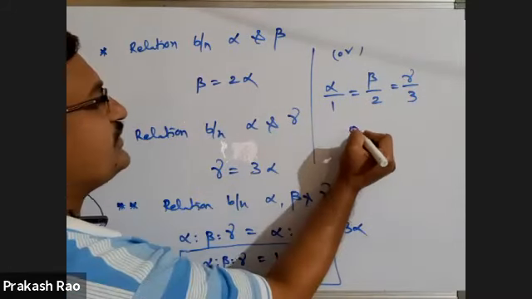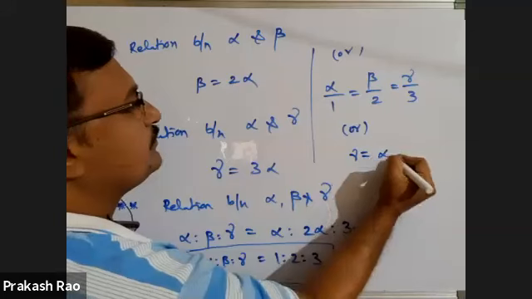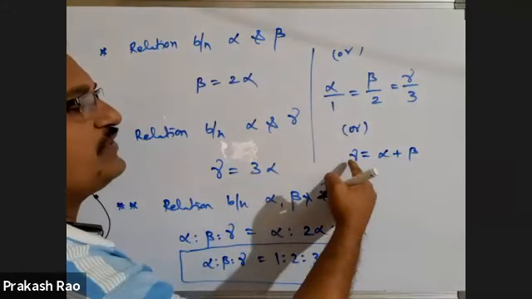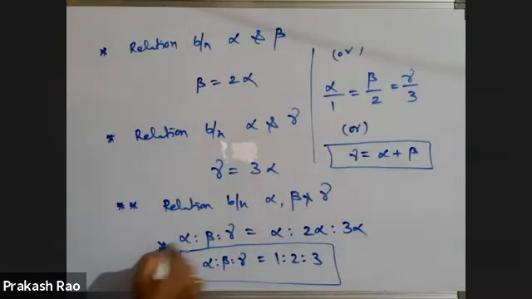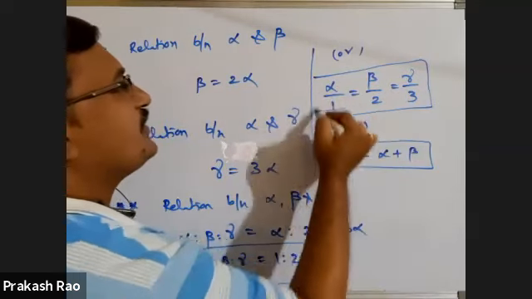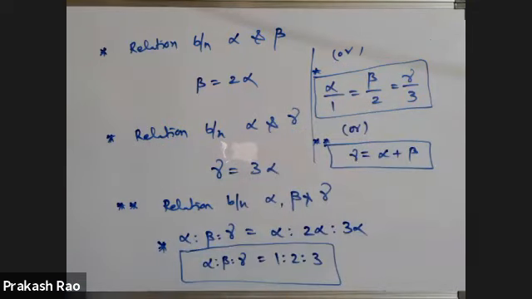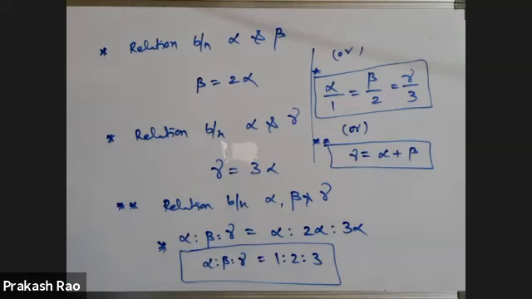And another relation I can write is gamma is equal to beta plus alpha, or alpha plus beta also you can write. Since beta is equal to 2 alpha, plus alpha, 3 alpha, therefore gamma is equal to 3 alpha also I can write. This is one important relation. This is another important relation. So all these three are different forms of the relation between alpha, beta and gamma. Please note down all this.